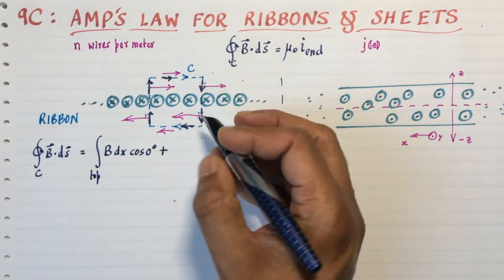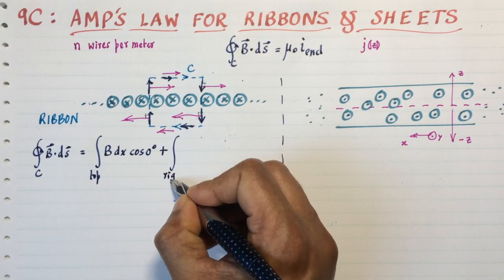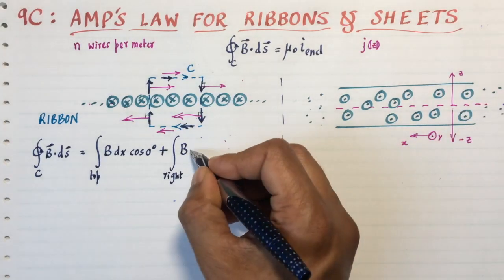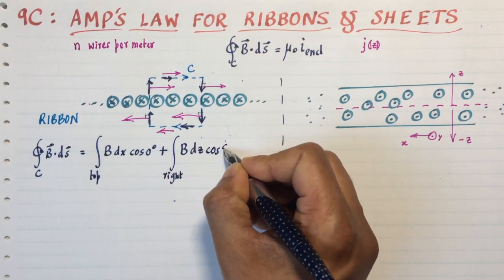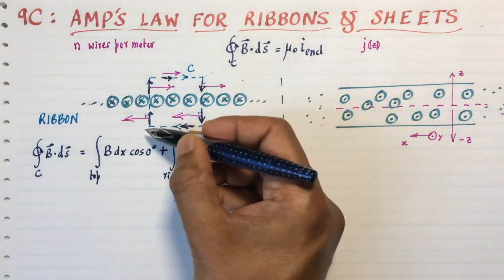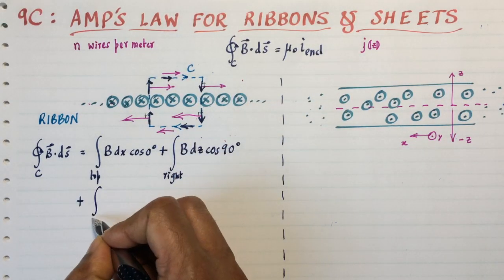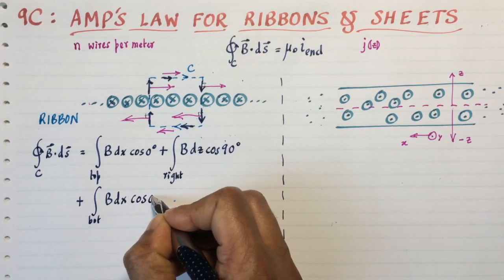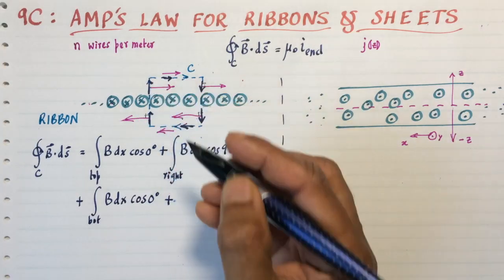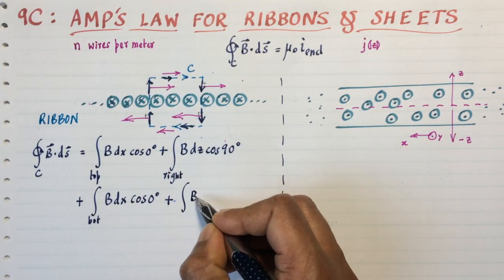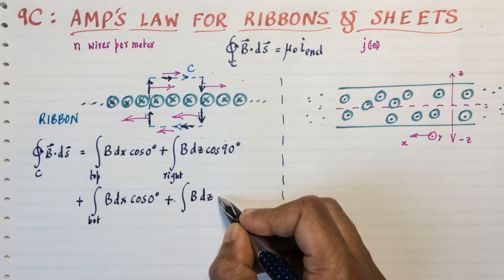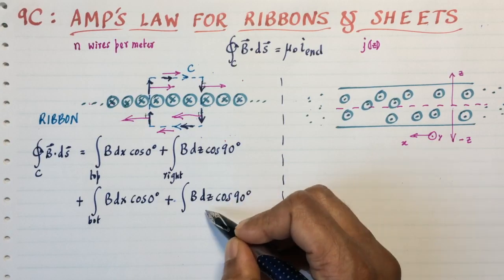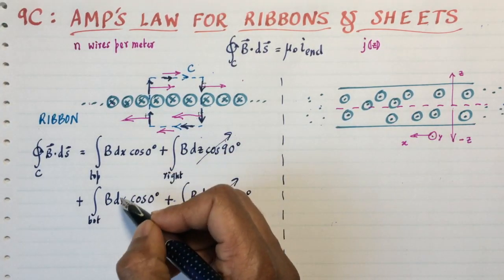And here at the sides, right side, it's going to be B, let's be careful here, dz cosine 90 degrees. And then it comes back, so there, it's the bottom, B dx cosine 0 again, and then to the left side next, and that's dz cosine of 90 degrees. Well, now cosine of 90 is 0, so these two terms just vanish and you just have those two terms.